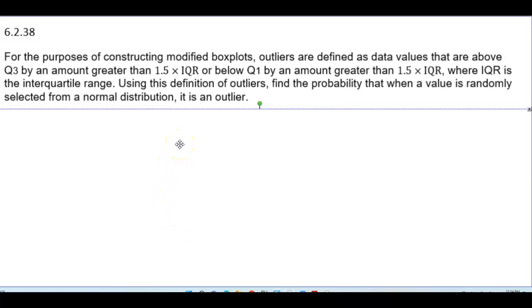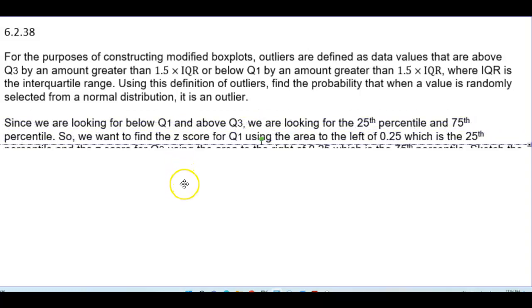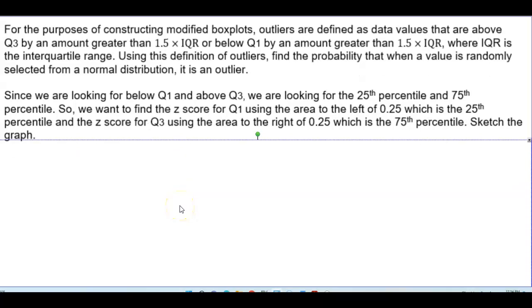Using this definition of outliers, find the probability that when a value is randomly selected from a normal distribution, it is an outlier. Now, since we are looking for below quartile 1 and above quartile 3, we are looking for the 25th percentile and the 75th percentile.